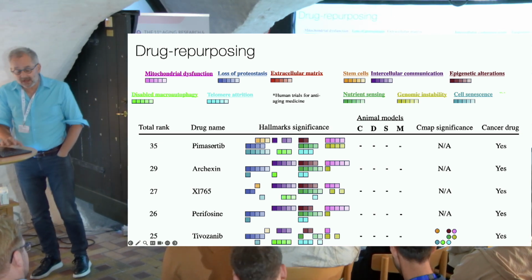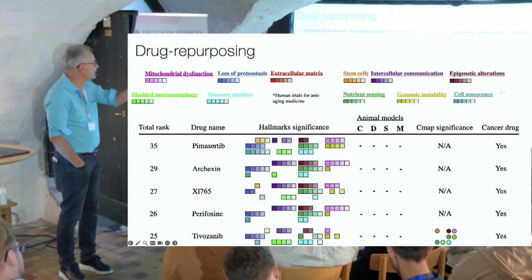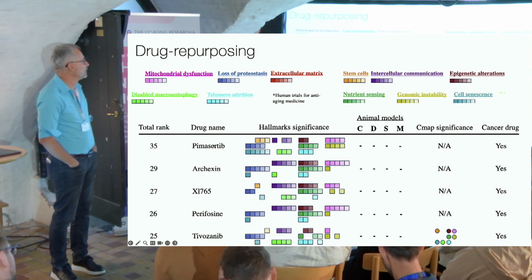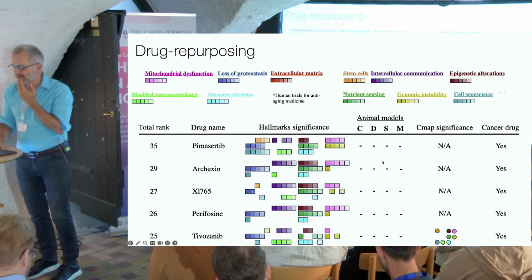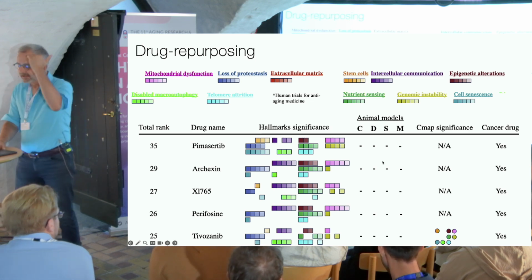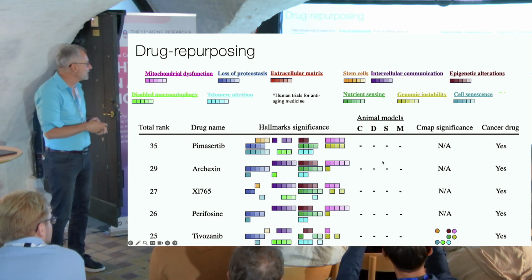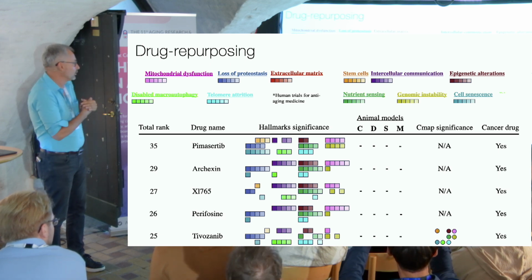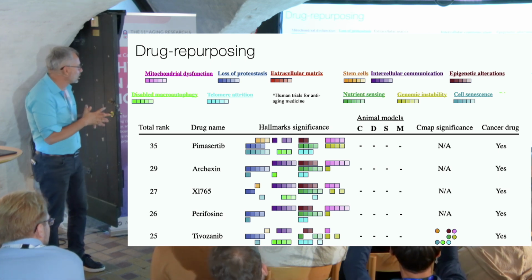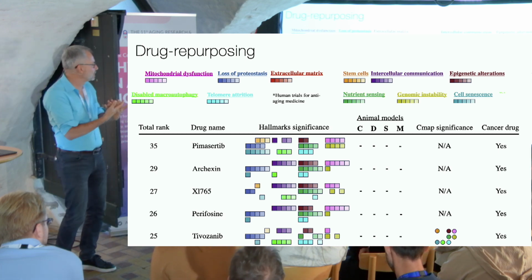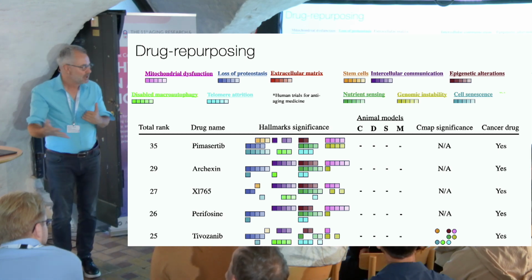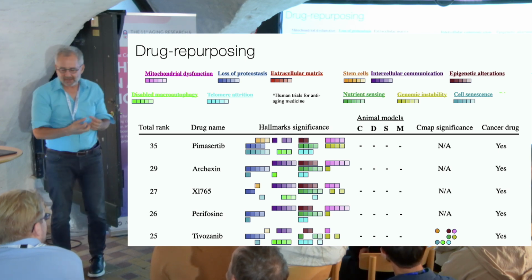This drug has not actually been tested ever for aging, so there are no animal models, and I'll tell you about CMAP significance and so on. In principle, we do get a rank list for virtually all the drugs. And the question is, how do we know that we are right? How do we know that at least these predictions make sense, because they're effectively based on the network?